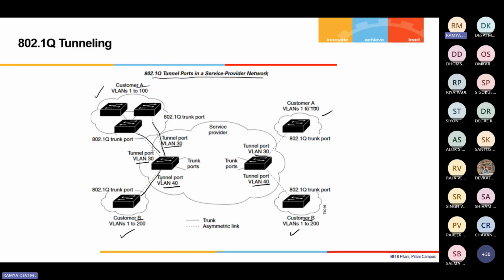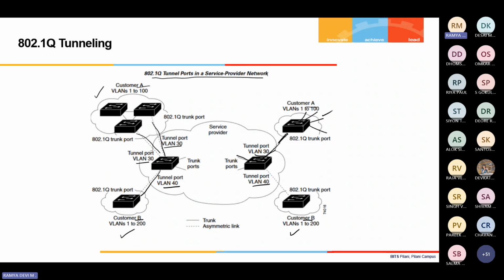That is the service provider VLAN for the incoming frames, and it will encapsulate the customer's tag. These lines indicate asymmetrical links. One end is connected to the service provider's tunnel port, and the other end is connected to the actual customer's 802.1Q trunk port.